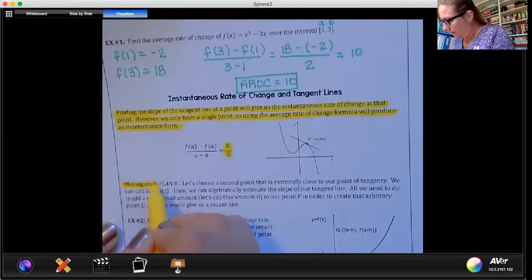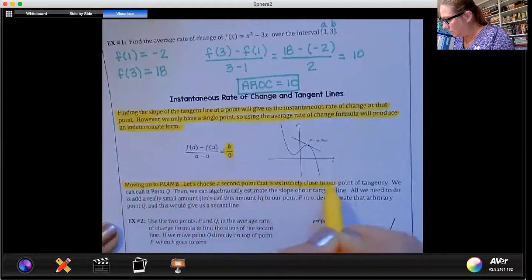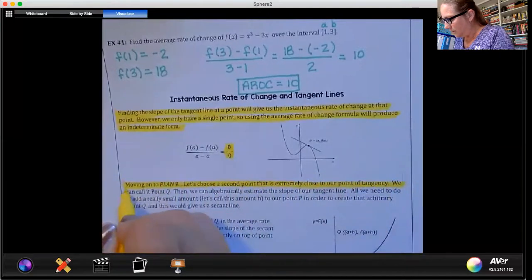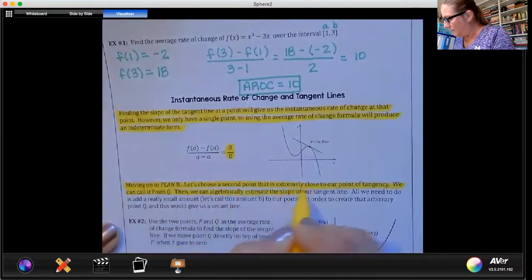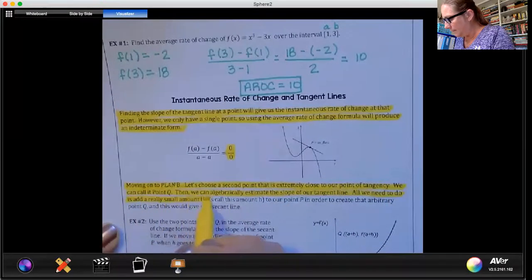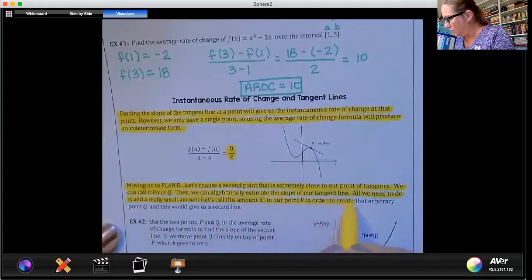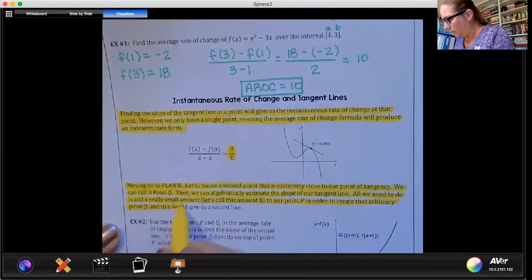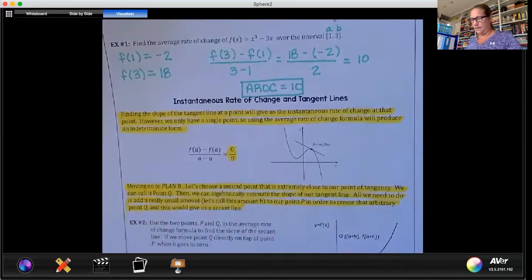Moving on to plan B, let's choose a second point that is extremely close to our point of tangency. We can call it point Q. Then we can algebraically estimate the slope of our tangent line. All we need to do is add a really small amount, let's call the amount h, to our point P in order to create that arbitrary point Q, and this would give us a secant line.